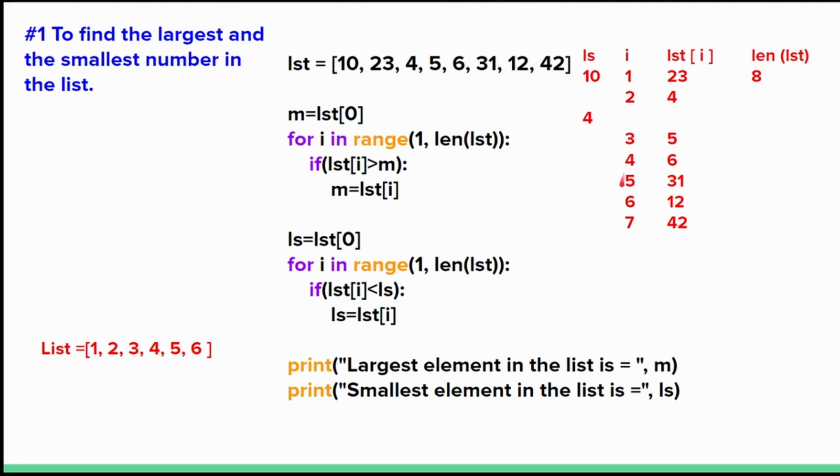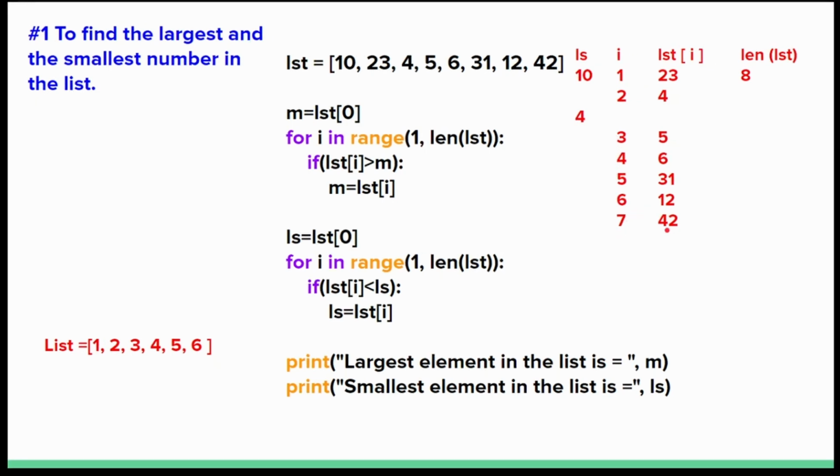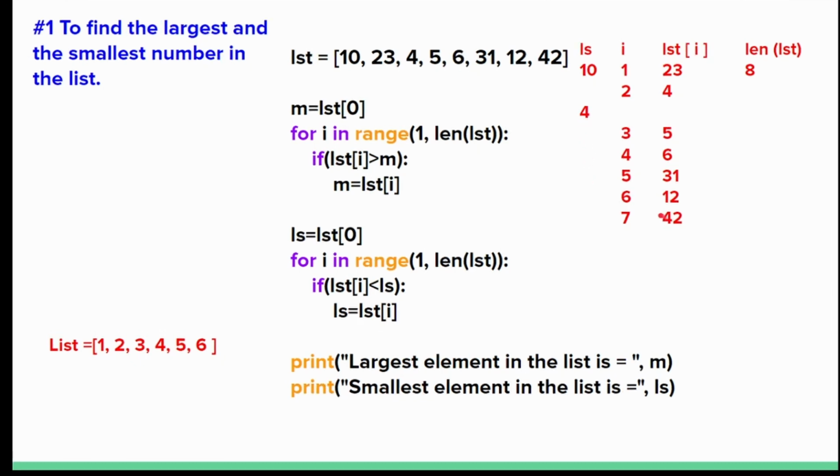So in this way we will check the values. If the ith value is less than the ls value, then the ith value will be stored into ls, otherwise ls will contain 4 only. So after coming out from this loop, this ls will contain the smallest element of the list, that is 4, and in the last two statements we are printing the largest and the smallest element of the list. So you will get 42 and 4.